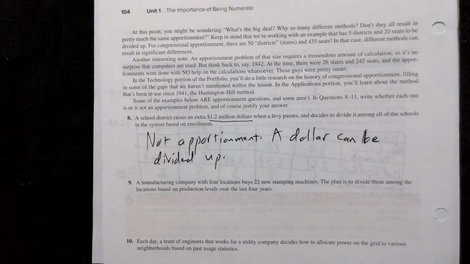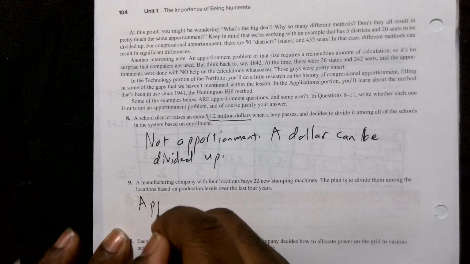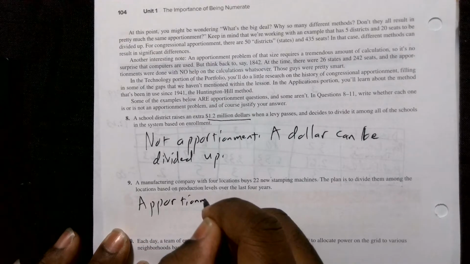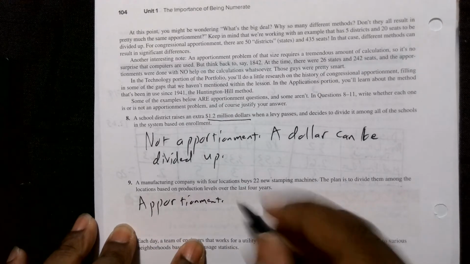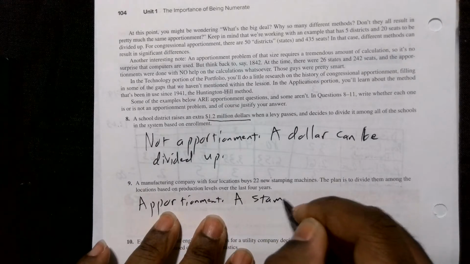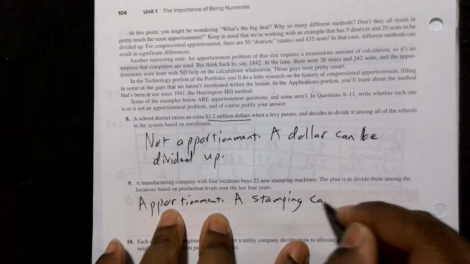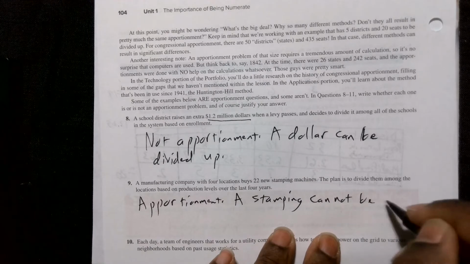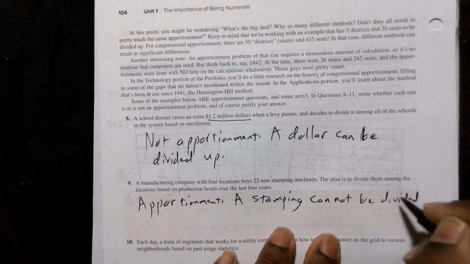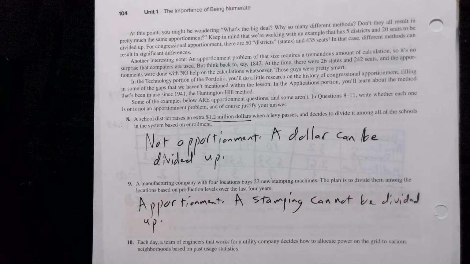Now, we move on to number 9. A manufacturing company with 4 locations buys 22 new stamping machines. The plan is to divide them among the locations based on production levels over the last 4 years. This is apportionment. And it's apportionment because a stamping machine cannot be divided up. Just like our seats could not have decimal values, you cannot give someone 0.2 of a stamping machine and expect them to be productive.